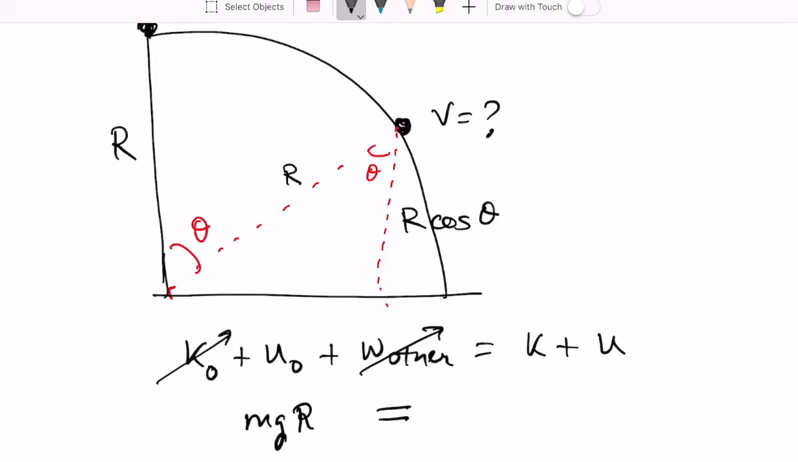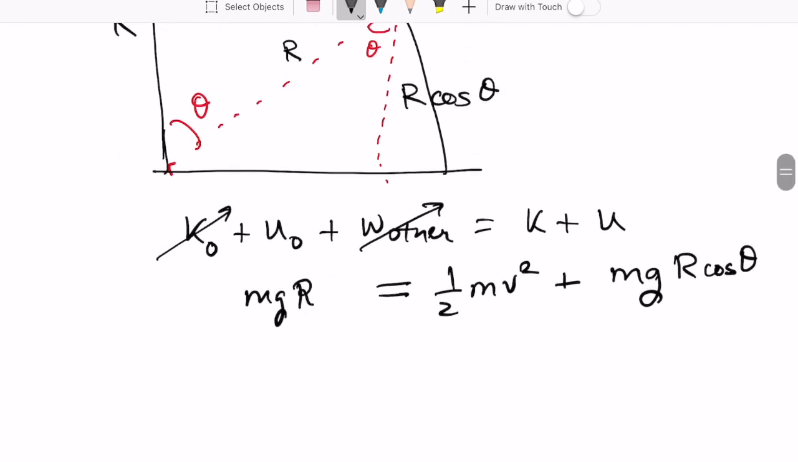The kinetic energy at the point where they lose contact is going to be half mv squared, where v is the unknown velocity. And potential energy would be mg times the height, and the height, as we can see from geometry, is just r cosine theta. So this equation allows us to solve for the velocity at the point at which they lose contact, right? So let's go ahead and solve it. The m's cancel out. If you multiply the whole equation by 2, then you can just rearrange this and get v squared is equal to 2gr(1 minus cosine theta).